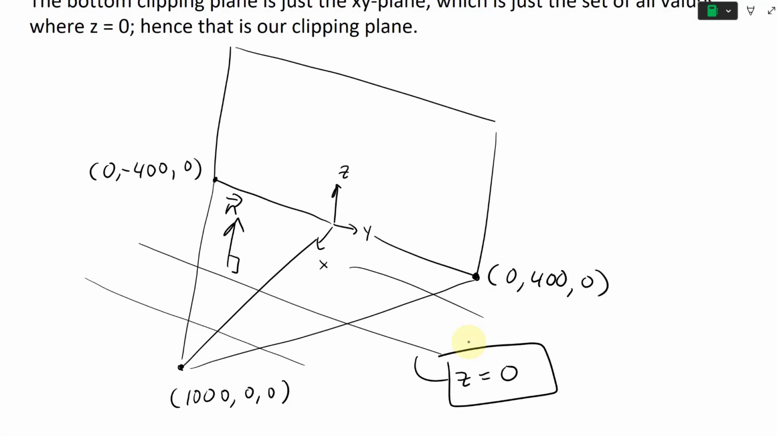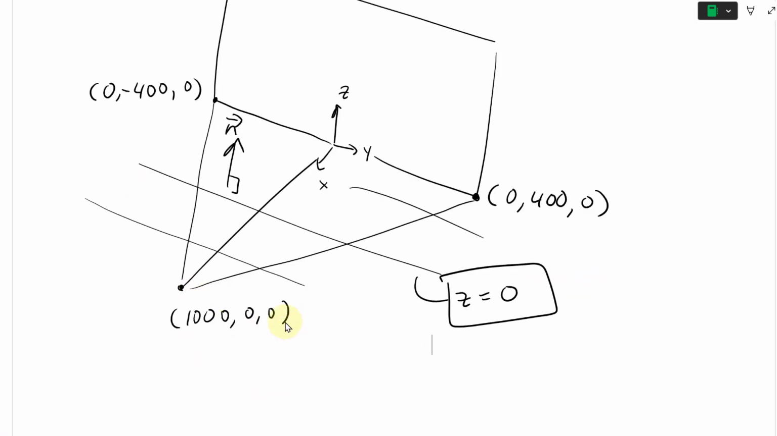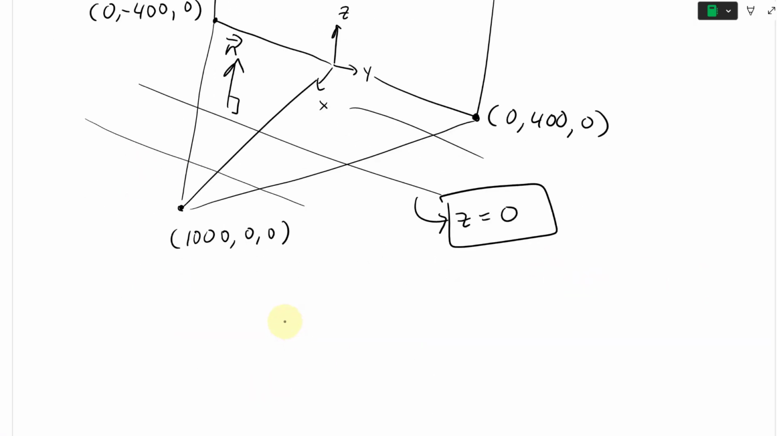So this is our plane. This point here is on z equals 0. This point here is on z equals 0. This point here is on z equals 0. So they're all on the z equals 0 plane. So that's the plane, like that.